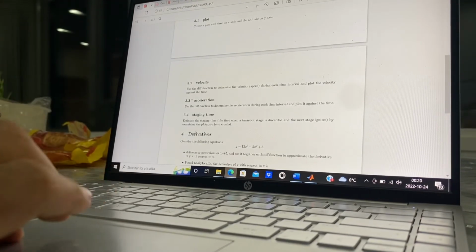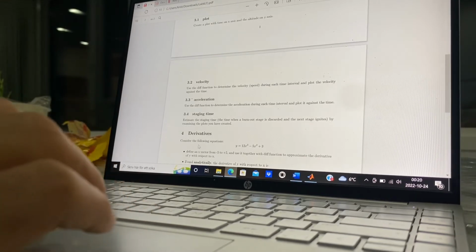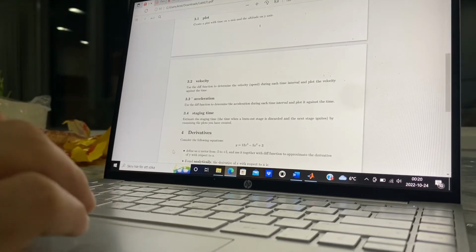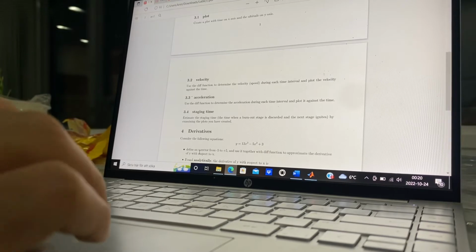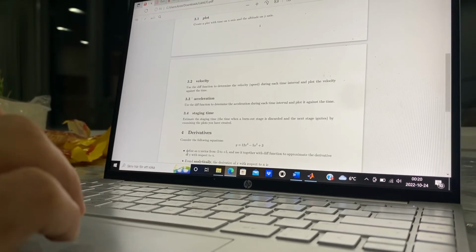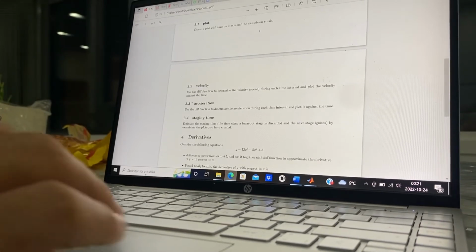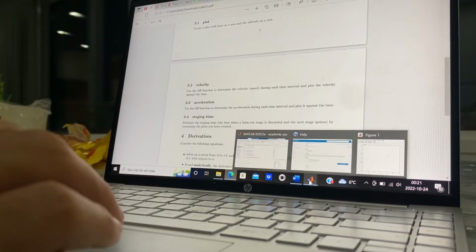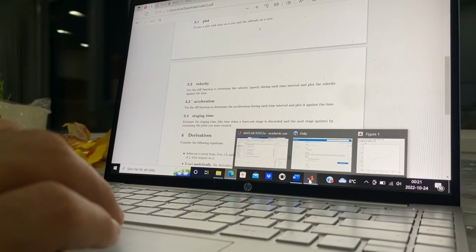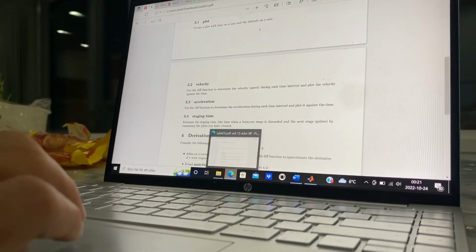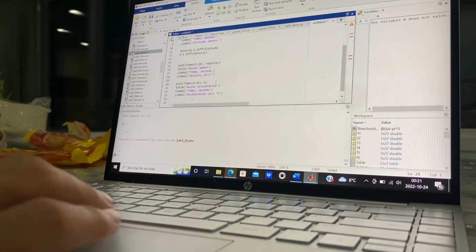So what I will do next is I'm gonna plot the times against the velocity and the times against the acceleration in one plot together, so I get one figure for both of them, and then I'm gonna run the code and I'm gonna show you what I get.